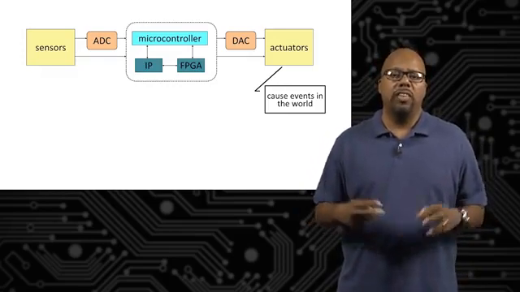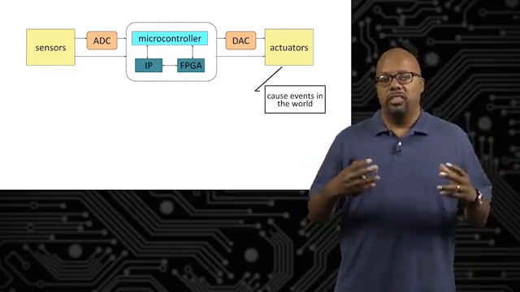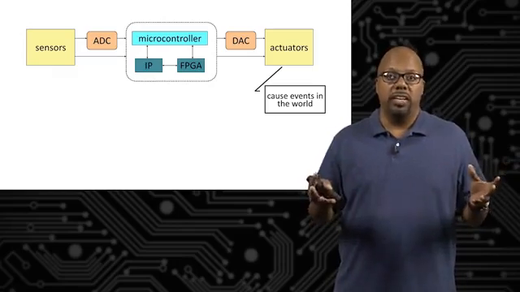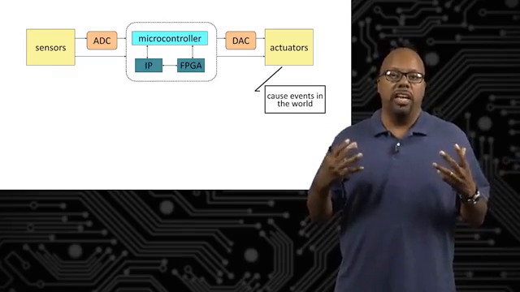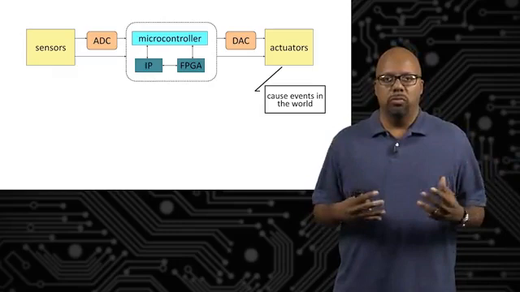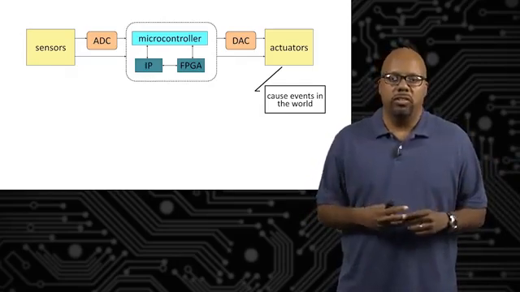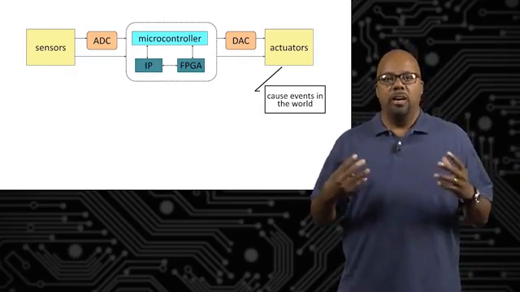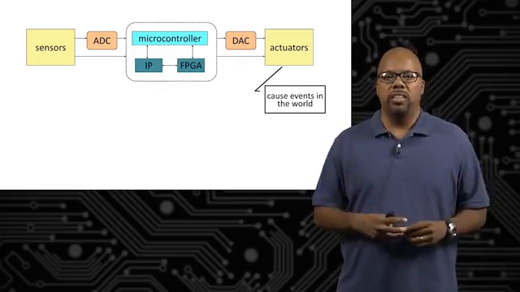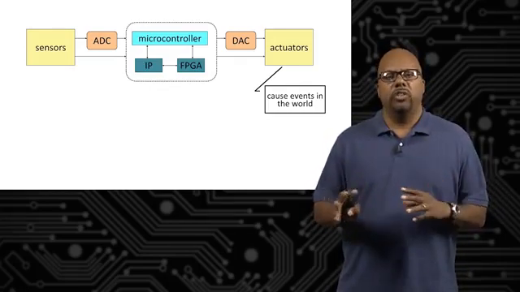Speakers are actuators, right? They output sound. Lights are actuators. They output light. The screen is an actuator. It also outputs light, but in a more detailed, more complex format of light. So a screen is an output. There are lots of different actuators.